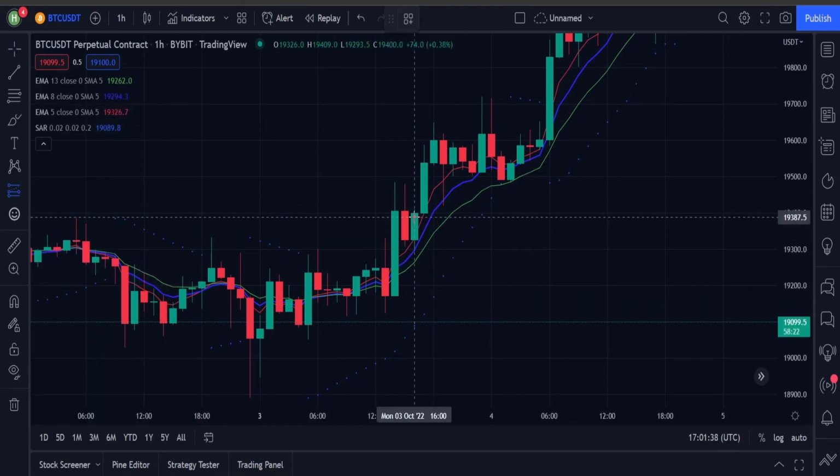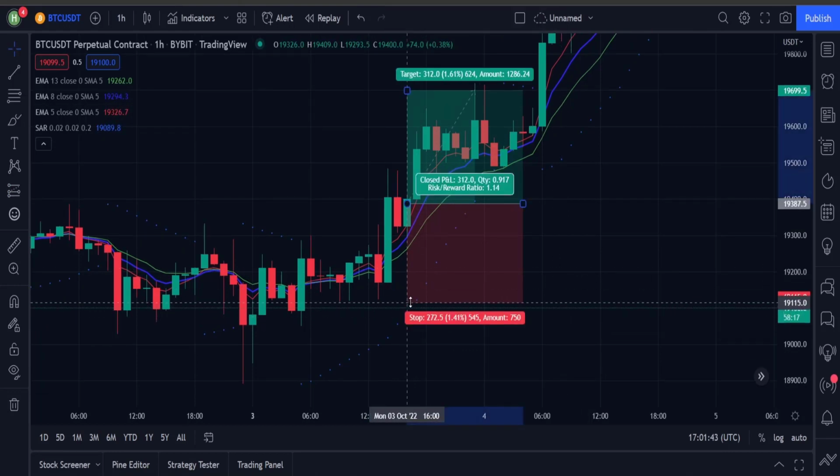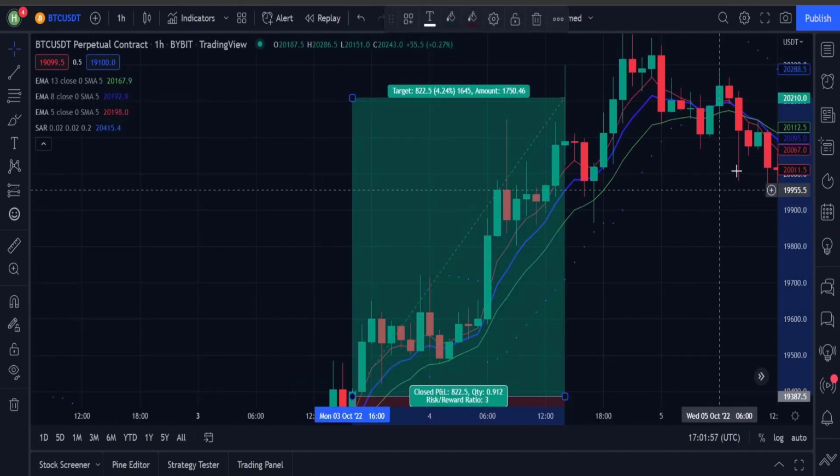The stop loss will be placed slightly below the recent swing low, and for this strategy, we're going to be targeting 3 times the risk. So this trade would have ended in a profit.